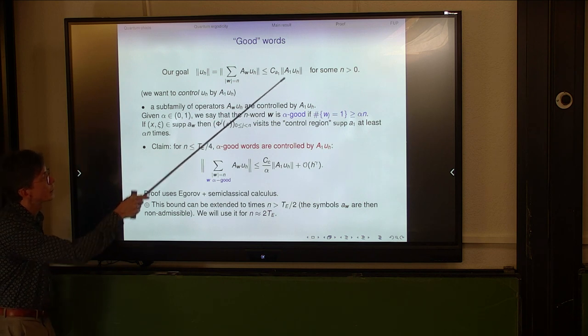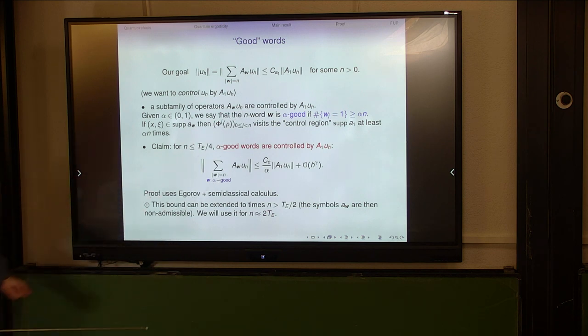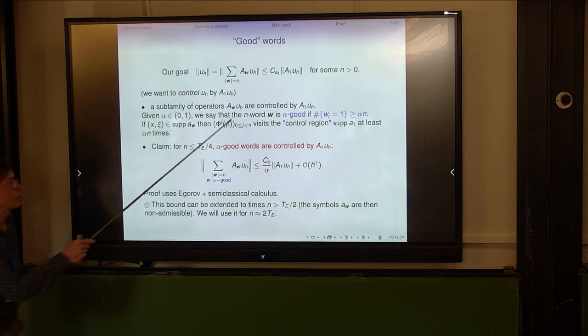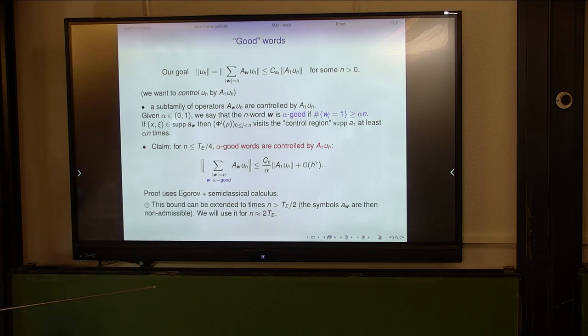The control region means that along the trajectory, I will be, at least for a fixed fraction of the times, inside this control region. So this is a classical property, and this translates into the fact that if I look at these alpha-good words, where alpha is just a fixed number between 0 and 1, which have sufficiently many ones, then this can be controlled in this way. I'm not going into details, it uses some tricks, but it's not so difficult in some sense.